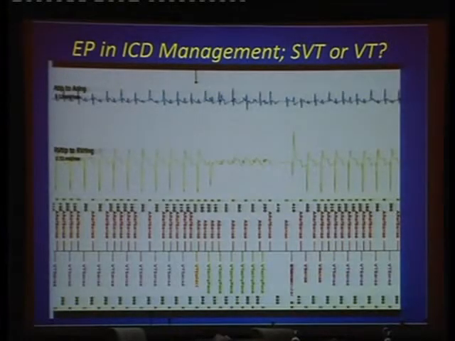Now, I'm an electrophysiologist, electrocardiographer, but I'm going to also argue that the electrophysiologist is probably needed in the device lab. This is a tachycardia, and there's a little oversensing in the atrium, and I won't go into that. ATP is delivered.